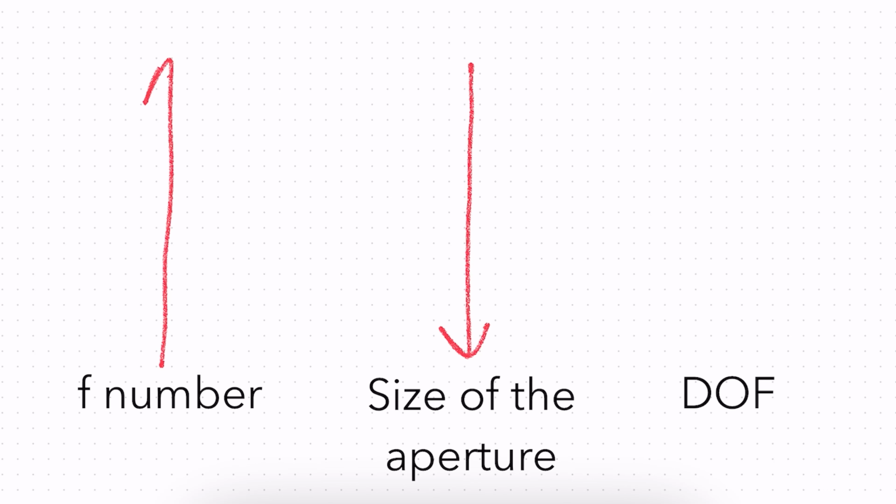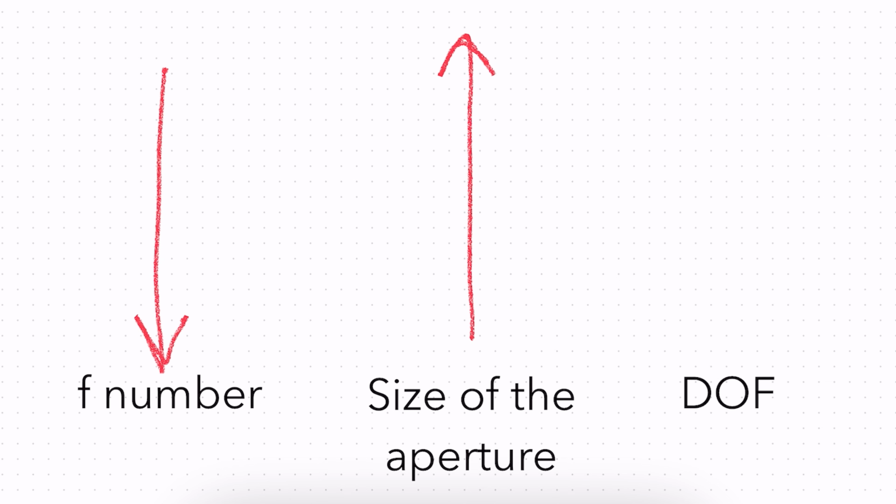There's another way of remembering it. Larger the f number, larger the depth of field. Smaller the f number, smaller is the depth of field. Now let's see its practical implications.